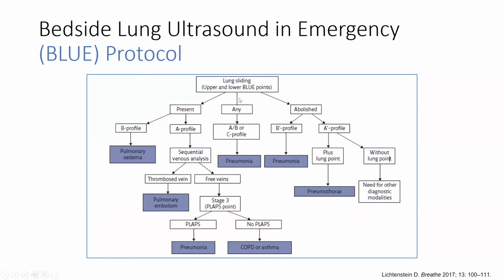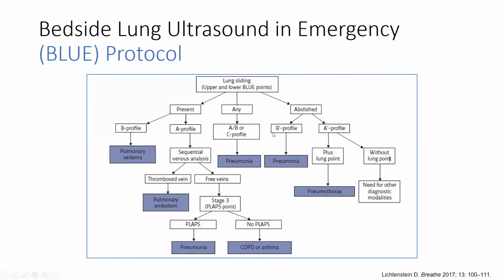Now coming to a situation where lung sliding is either present or not present, but you have a C profile or AB profile. That is a case of either pneumonia or atelectasis. In that case, if you can see the dynamic air bronchogram or lung pulse, you know that you're dealing with pneumonia. If this is abolished, your lung sliding is absent. That means if lung sliding is absent and there are B lines, what we're dealing with is the B dash profile.